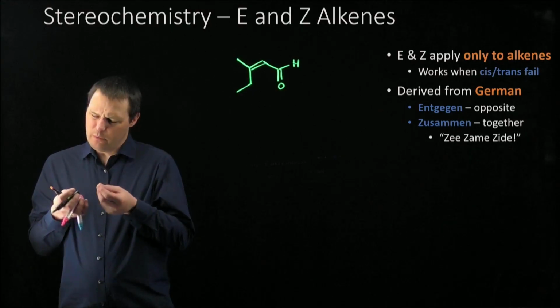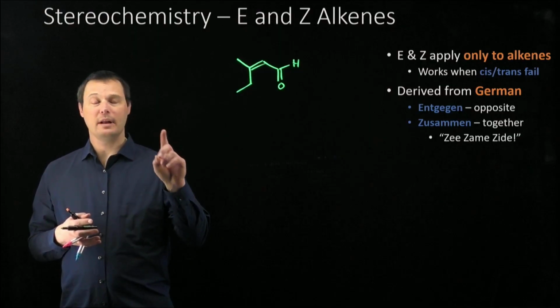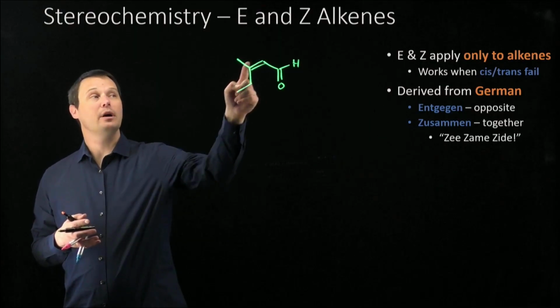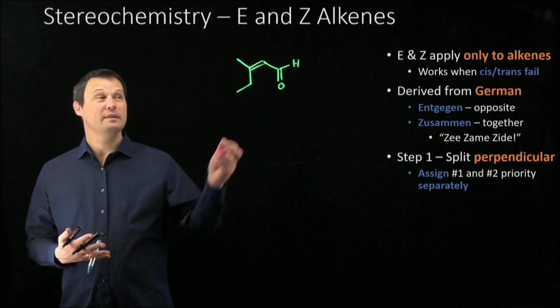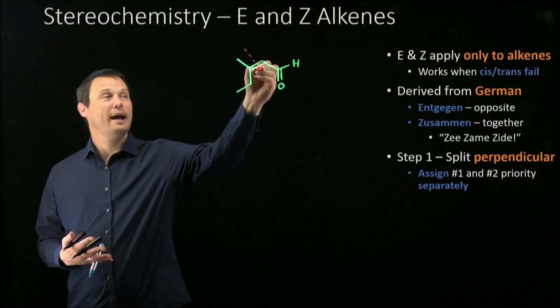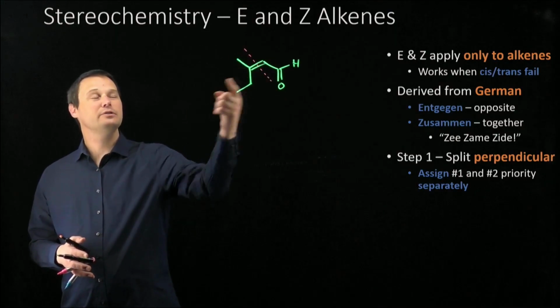But what are we referring to when we say together or opposite? We're referring to the number 1 highest priority group separately on each of the 2 alkene carbons. Let me walk you through the checklist. Step 1 is always the same. Split the alkene in half perpendicular to the pi bond. On each side, apply priorities using the SIP rules.